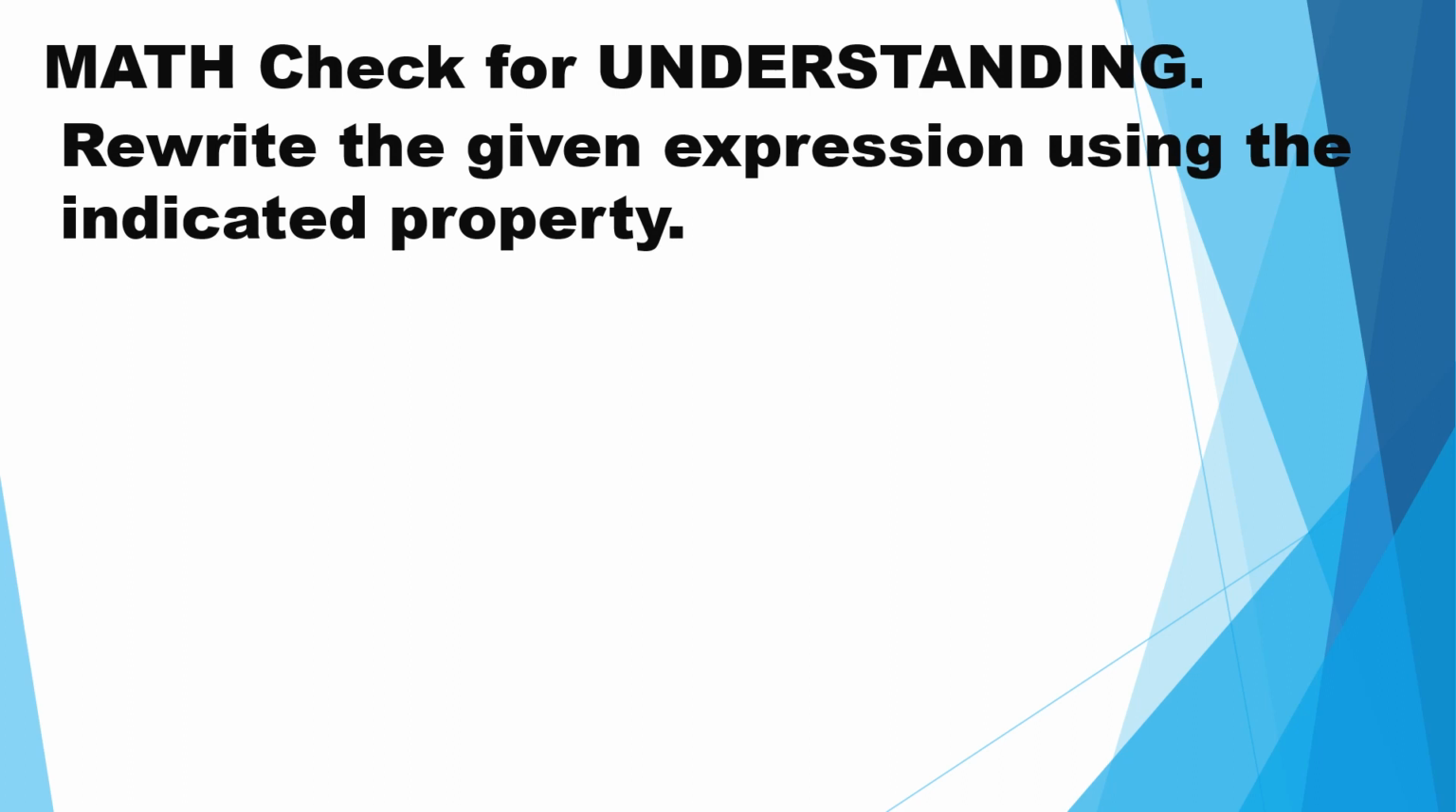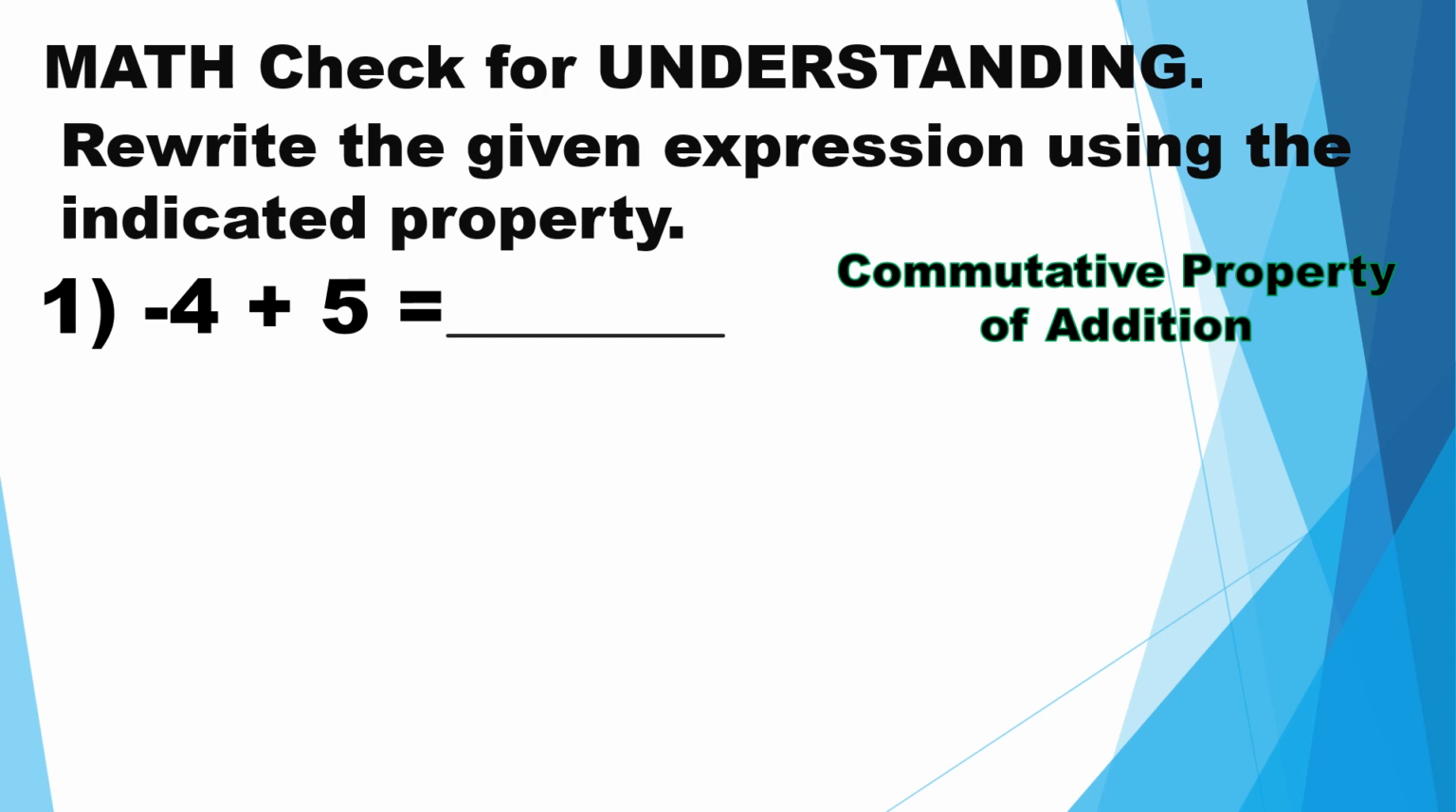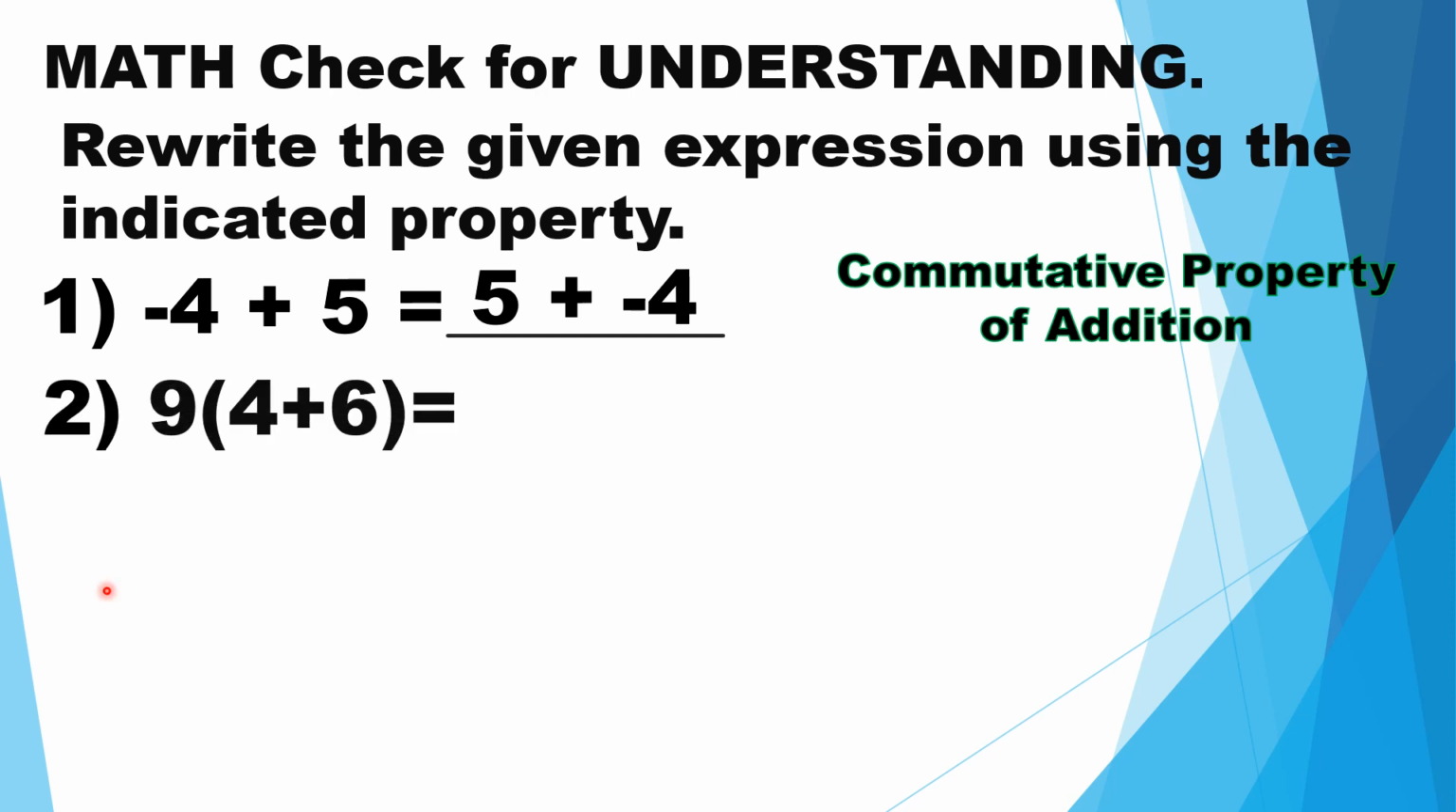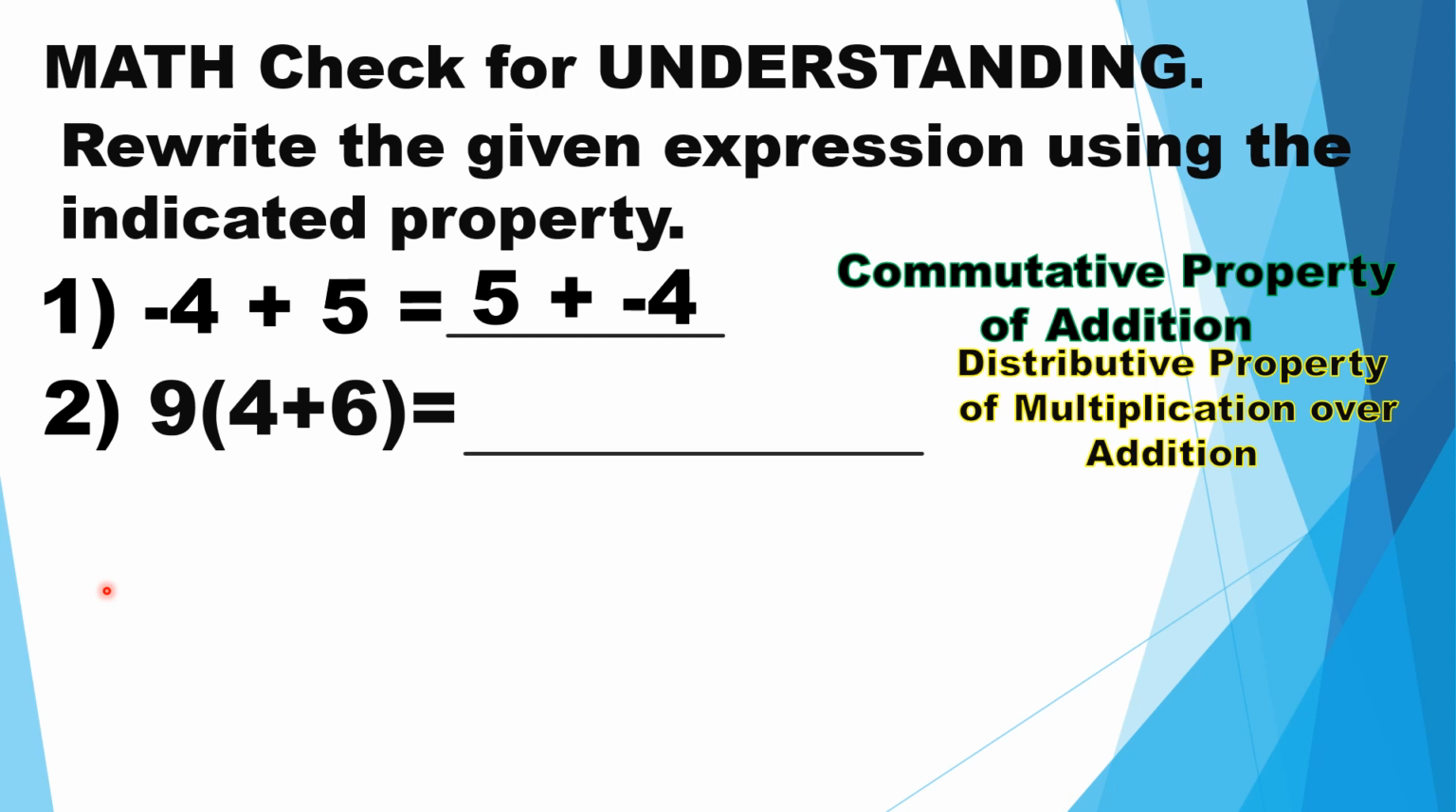Rewrite the given expression using the indicated property. Number 1, negative 4 plus 5. Gagawing commutative property of addition. That is 5 plus negative 4. Negative 4 plus positive 5 is equal to positive 5 plus negative 4. Number 2, 9 times the quantity of 4 plus 6. Gagawing distributive property of multiplication over addition. So, distribute 9 sa 4, 9 sa 6. So, 9 times 4 plus 9 times 6.